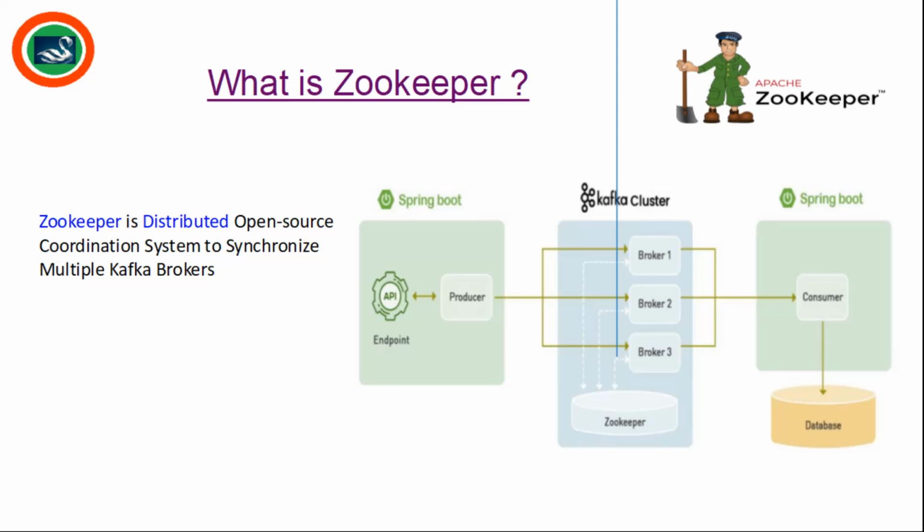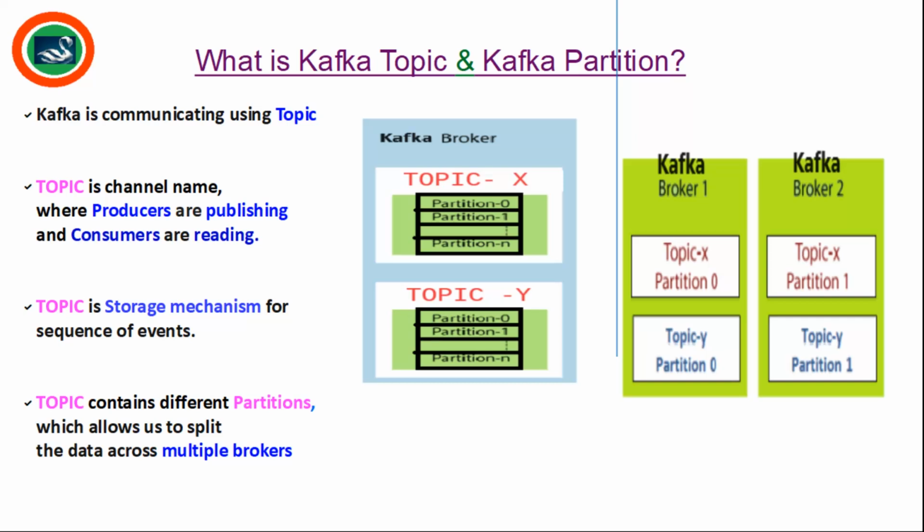And coming to the next topic, what is a Kafka topic and what is a Kafka partition? Kafka communicates using topics. A topic is a channel name where producers publish the data and consumers read the data. So a topic is a storage mechanism for a sequence of events. You can see here that in the Kafka broker there are different topics, for example topic X and topic Y.